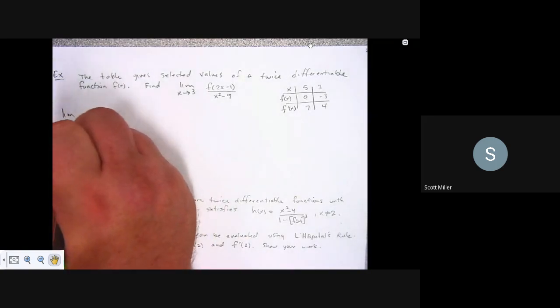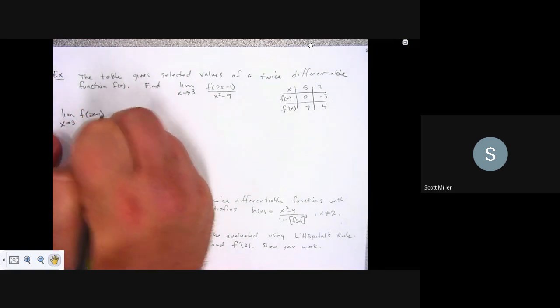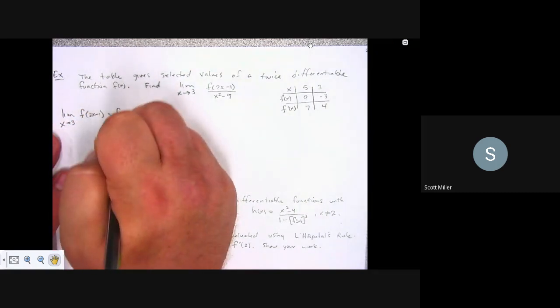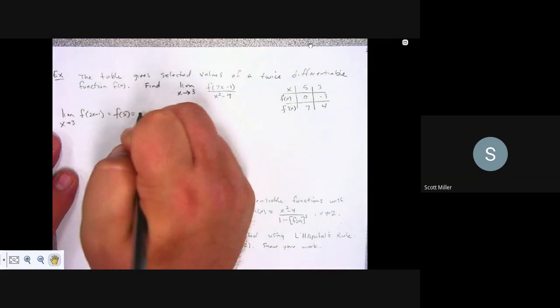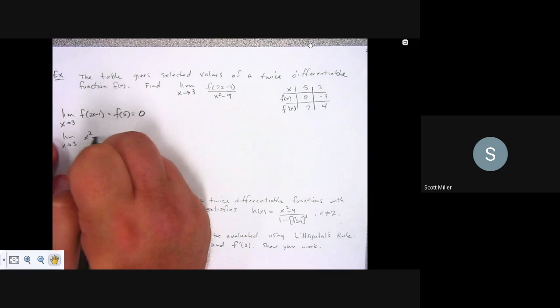The limit as x goes to 3 of the top is f of 5, which is 0. The limit as x goes to 3 of x squared minus 9 is 0.